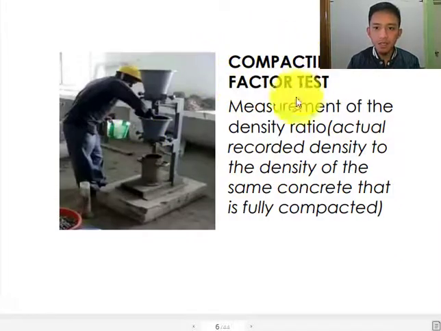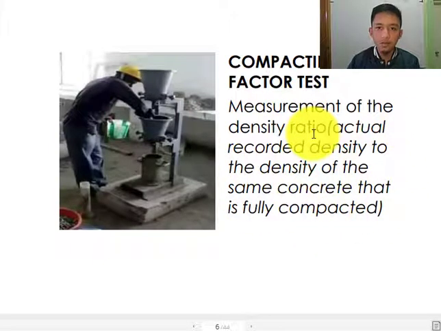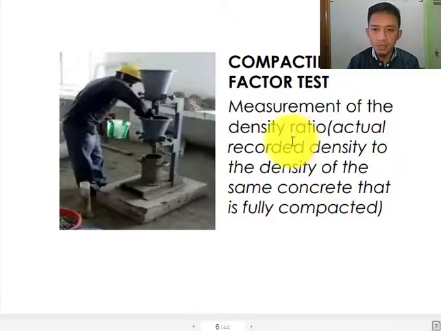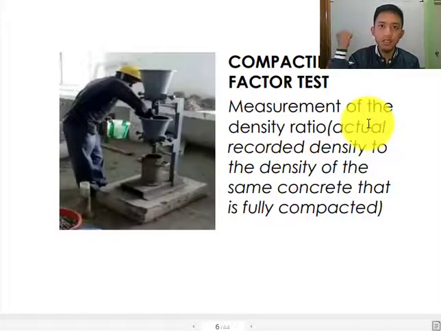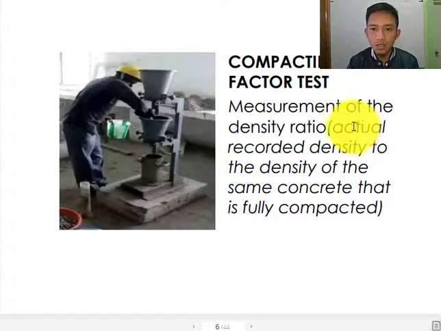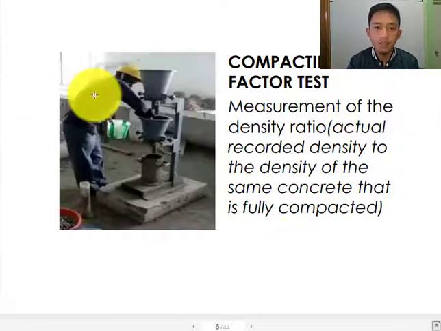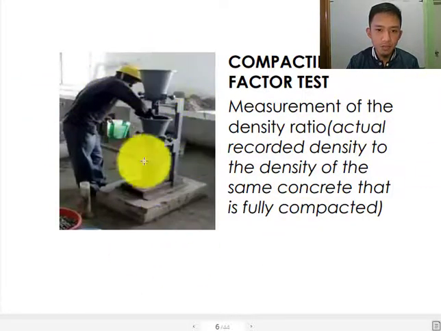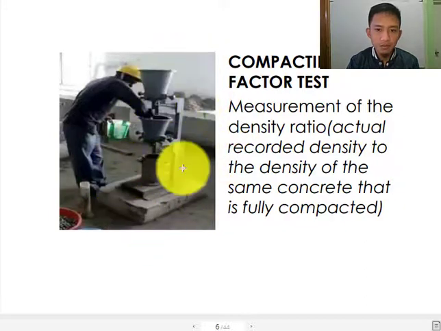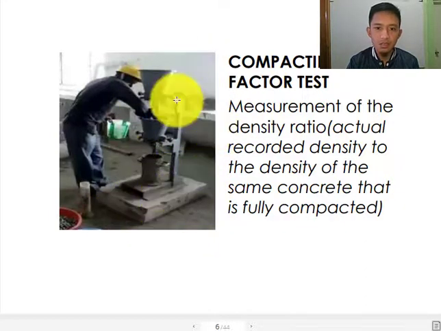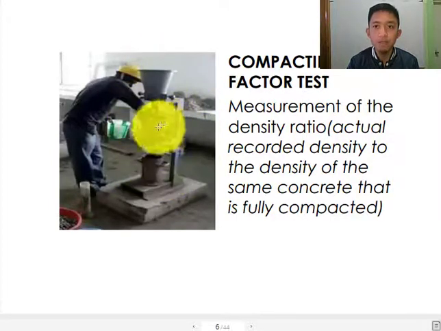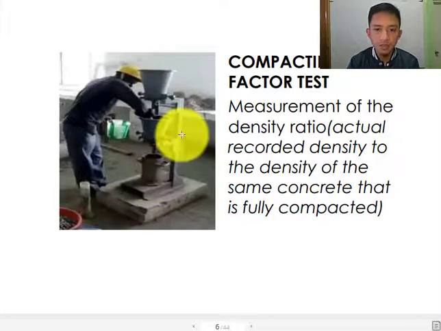So, compacting factor test. This is a measurement of the density ratio: the actual recorded density to the density of the same concrete that is fully compacted. So in this compacting factor test, we are trying to get the density ratio of a fully compacted concrete and the actual recorded density. We are using this apparatus. Mostly this is not commonly used on actual site because of the size of the apparatus. But if you have this already, then you can make use of that.